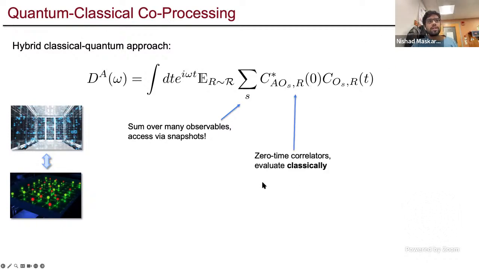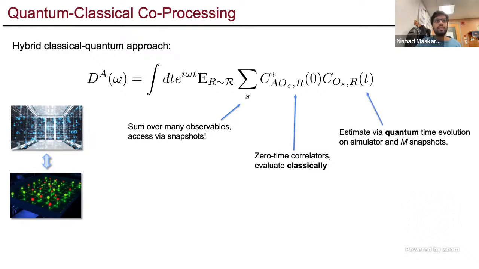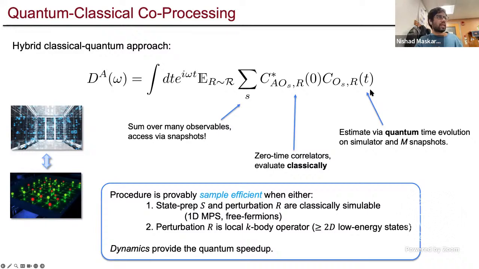Then it also contains a part that only depends on 0 time correlators. So these 0 time correlators are going to be efficient to evaluate classically because they don't involve complicated time evolution. And then the last part is going to be the 2 time correlation function that actually requires the quantum simulator to capture. So the quantum simulator is going to do time evolution and take many snapshots in order to get this time evolution part.